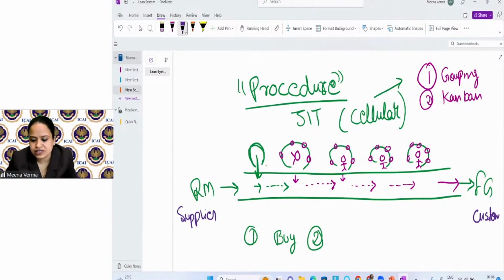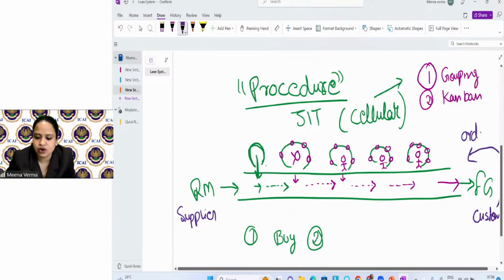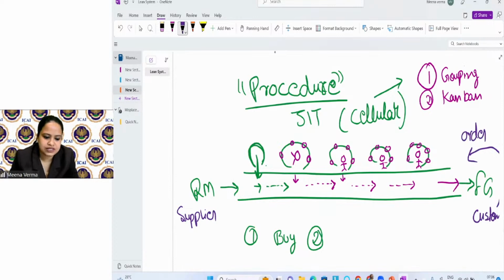So we will first receive the order from the customer. Always remember, just-in-time system works on a pull processing system. So first we receive the demand, then we will produce the goods, right? First we will receive the demand from the customer.